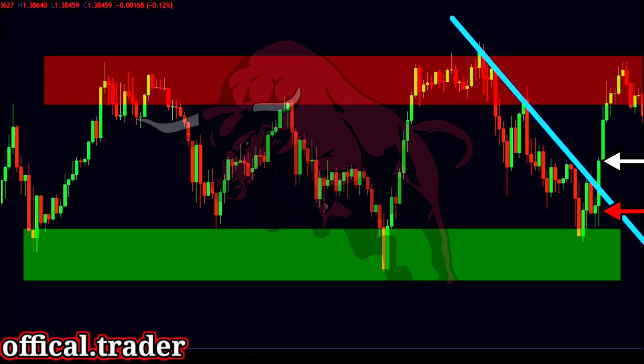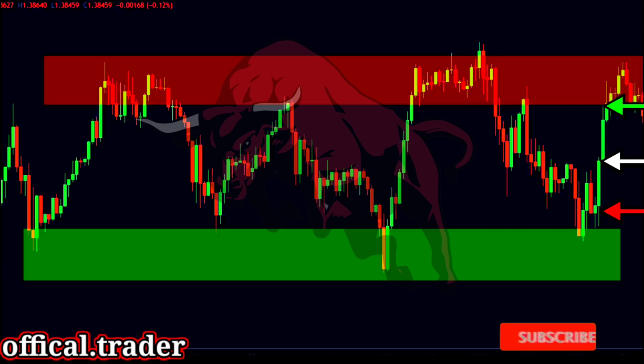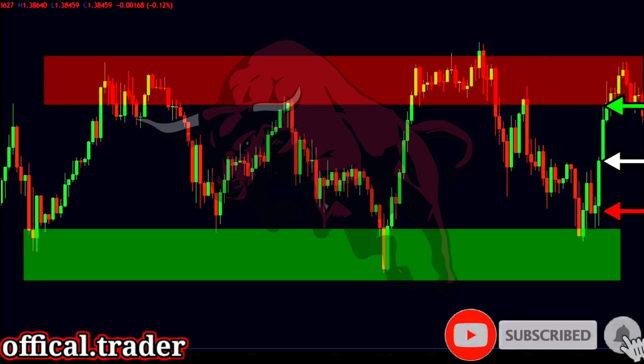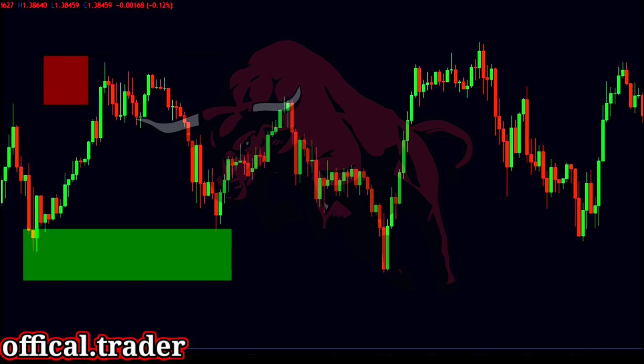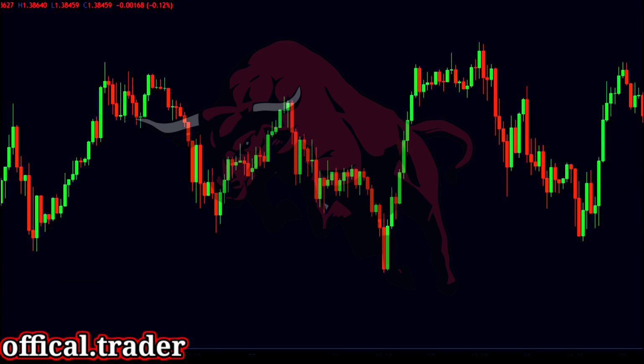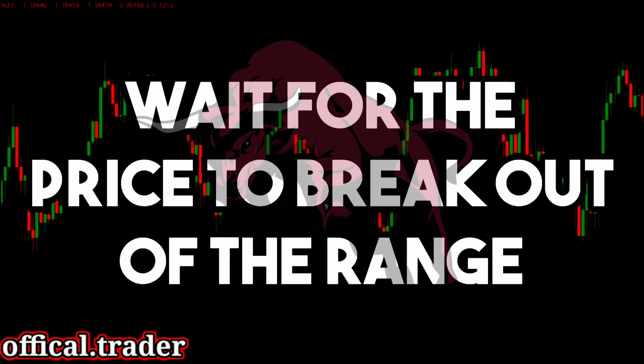We keep our stop loss below the trend line, and we place our targets at the resistance level. As you can see, the price gave a strong up move after our entry. This is one way of trading a sideways market. The other way is to wait for the price to break out of the range.